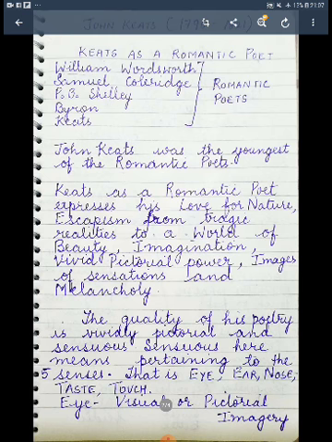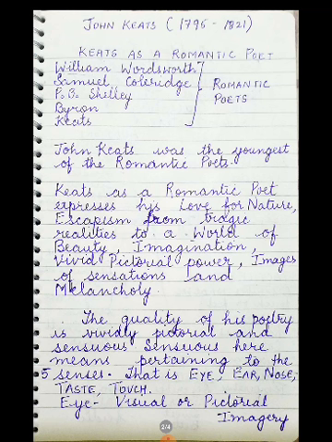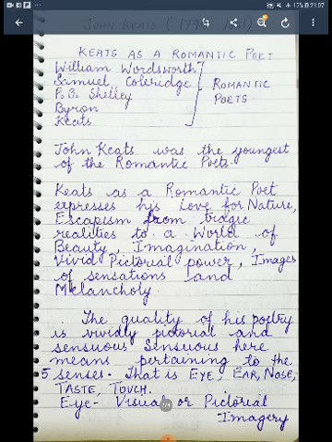So, as a romantic poet, Keats took recourse to imaginative power. He painted his words through images and then he took recourse to imagery. His imagery was actually sensuous. Sensuous का मतलब है pertaining to the five senses. I will tell you now. The quality of his poetry is vividly pictorial and sensuous. Sensuous here means pertaining to the five senses, that is eye, ear, nose, taste, touch.